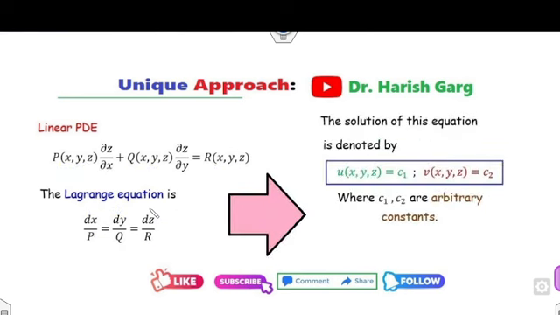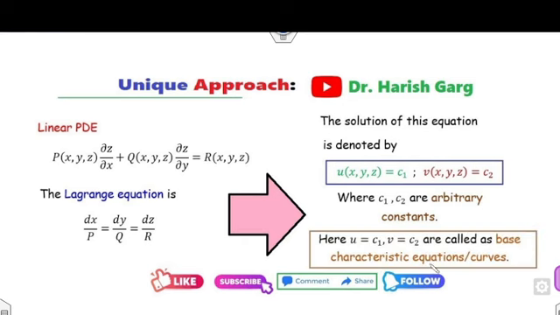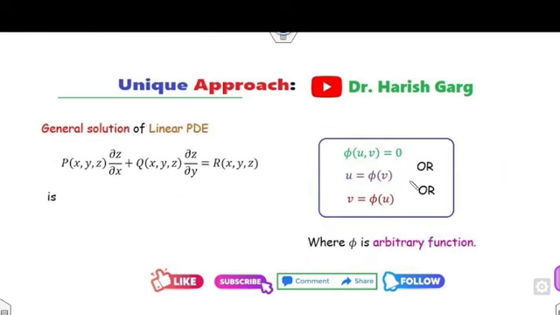Then you will get two solutions. I denote the two solutions as u and v. These solutions are called the characteristic equations or the base characteristic curves. Based on these solutions, you can write the general solution of the linear partial differential equation as phi of u comma v equals 0, or one function in terms of the other.